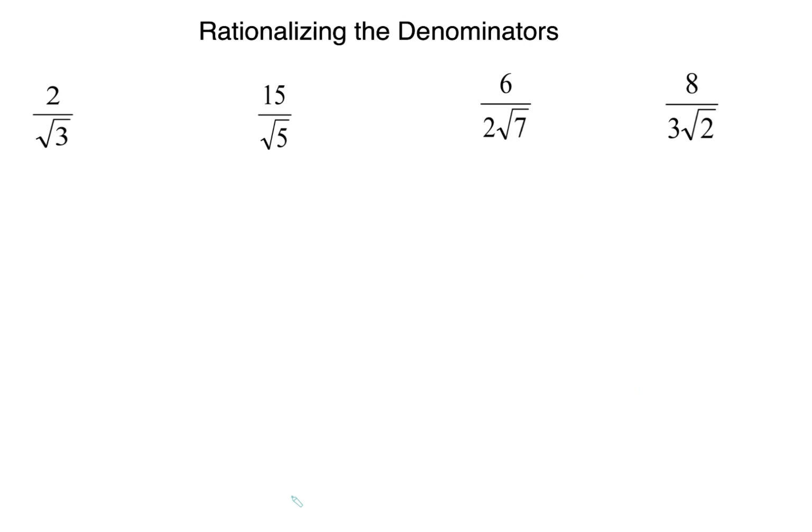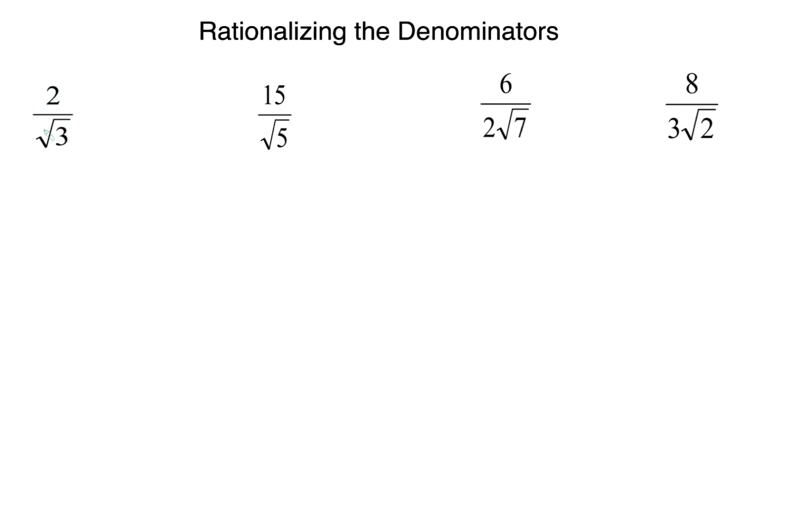Today's lesson is for the college students and we're going to be rationalizing the denominators. Let's begin. Now, rationalizing the denominator is a very simple concept. So we're going to start off first by looking when you only have one term in the denominator. This is the easiest one.